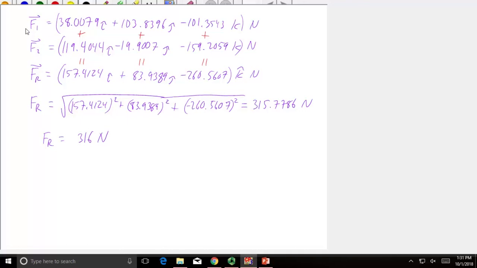We have an equation, right? So what's the equation for alpha? Cosine of alpha equals FRX over FR. Very good. So alpha is equal to the inverse cosine of the x component of FR, which is 157.4124, over its magnitude, which is 315.7786. They're both in newtons. It's good the newtons cancel out because you can't take the inverse cosine of something with units on it. Solve for that, and alpha ends up being 60.1 degrees.